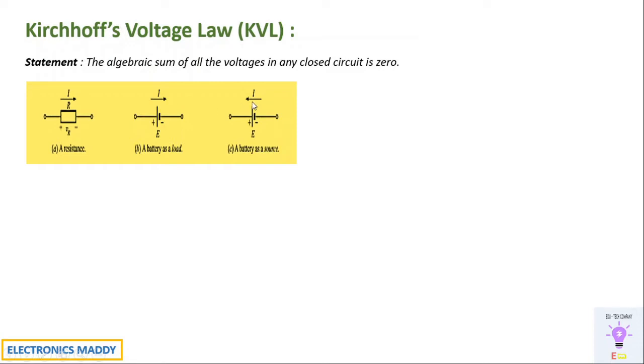This is our normal convention. You can also analyze this in the opposite way, where you consider it as minus plus, but this is our general way of consideration. And while writing equations, if the current is entering at positive and leaving at negative, that means we have to write it as minus VR. Similarly, if the current is entering at plus E and then leaving at minus, we'll be writing it as minus E. I'll be showing that in the equation so that it will be clear for you.